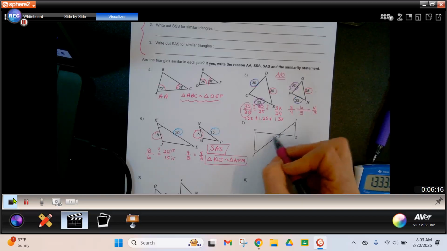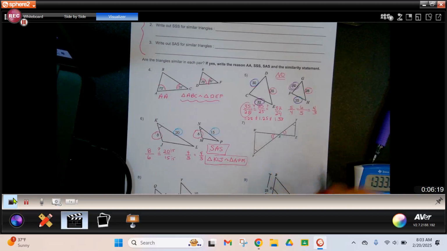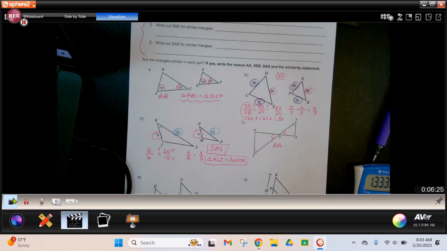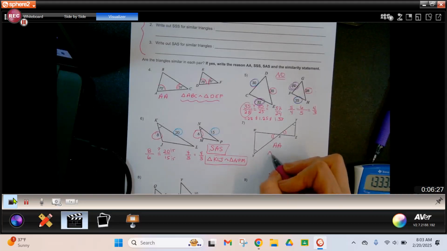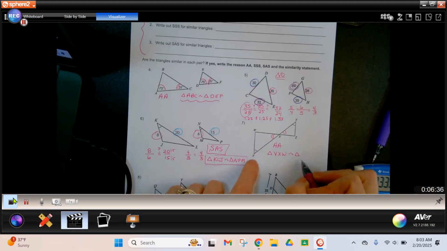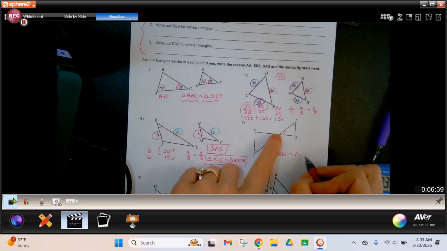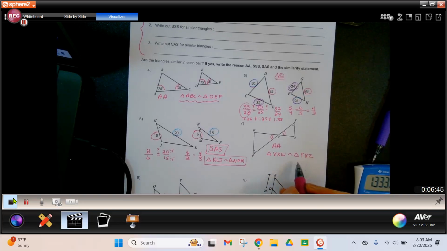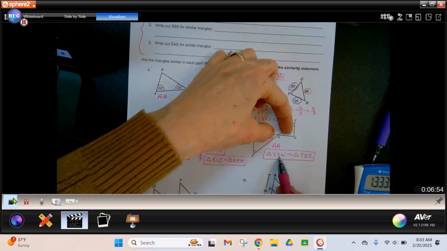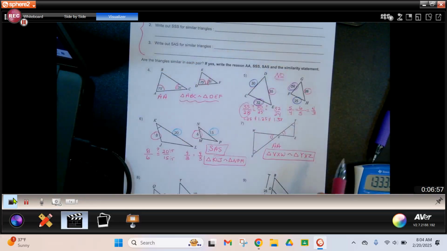And remember why these two angles would be similar? They're vertical. So we have an angle and an angle, and an angle and an angle. So these are similar by angle, angle. And our similarity statement would be triangle VXW is similar to triangle YXZ. Be careful how you write your similarity statements. Make sure the angles are in the right order. V is congruent to Y, X is congruent to X, and W is congruent to Z.